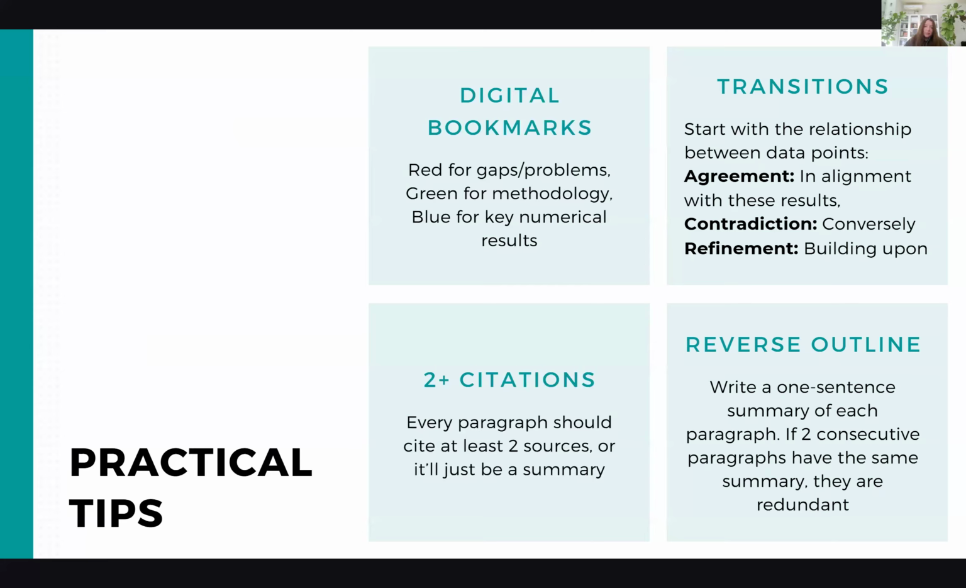And the final practical tip is to use a reverse outline. For example, once you've finished one section of your literature review, or even one page, write a one-sentence summary for each paragraph. If 2 consecutive paragraphs have the same summary, they are redundant. So you can remove one of them or at least combine them into one.